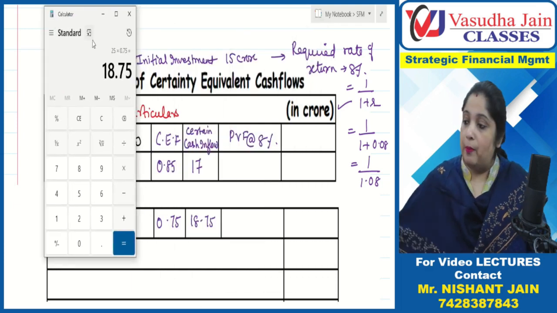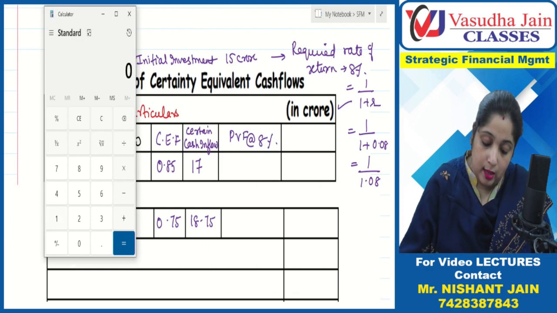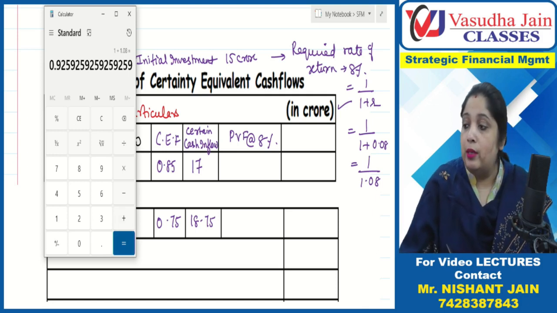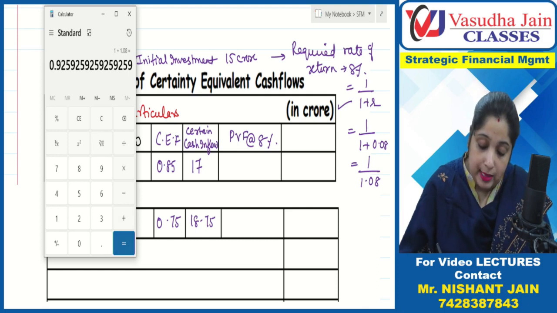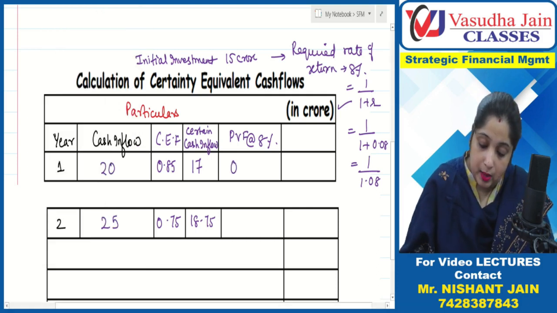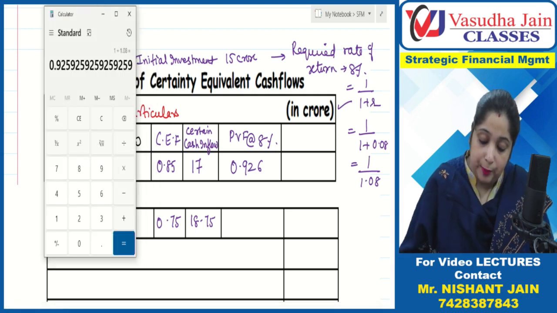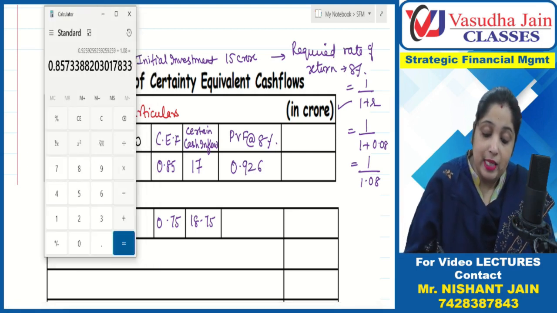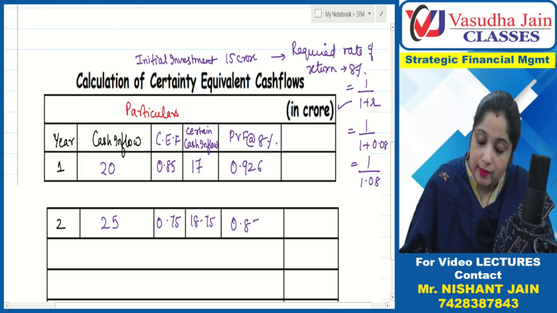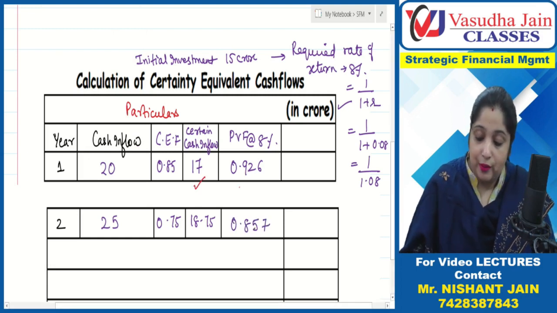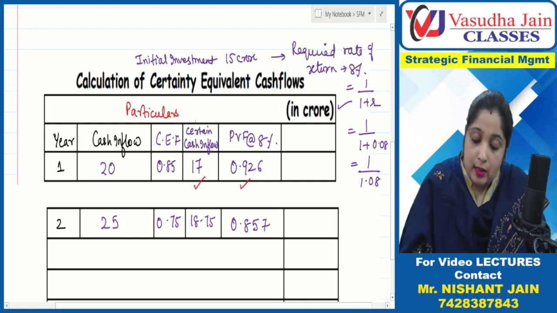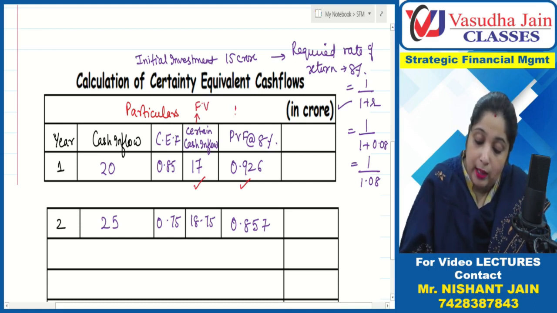Yes. Let us compute. Now 1 divided by 1.08 equals 0.926. You can round it off, 0.9259, so 0.926. And again I am pressing, let me write here first, 0.926, and for the second year you just have to press equal to, so you will get 0.857. Now you have to multiply the cash inflows with the present value factor. This is your future value, you are multiplying with the present value factor. So you will get what? The present value of cash inflows.